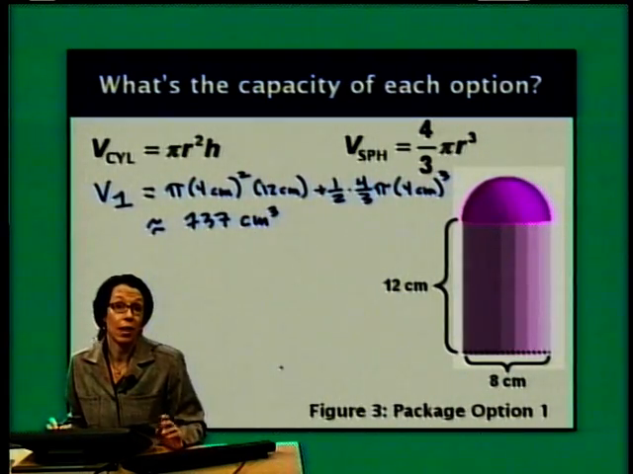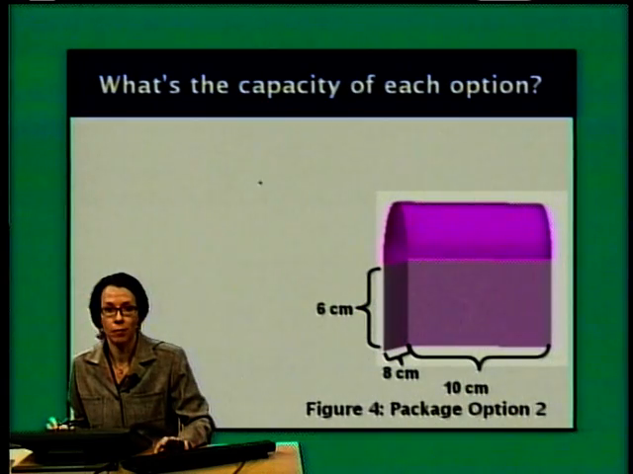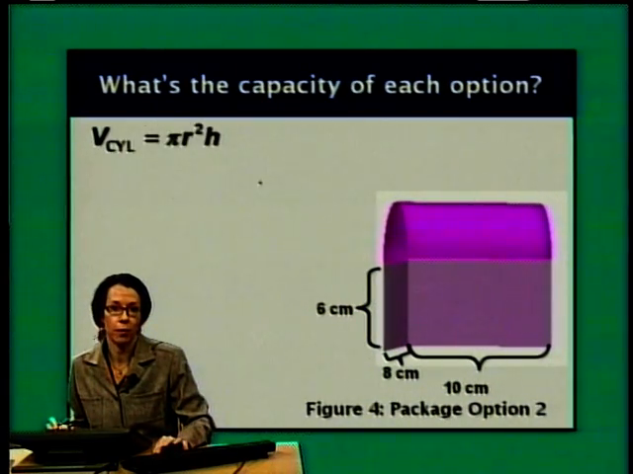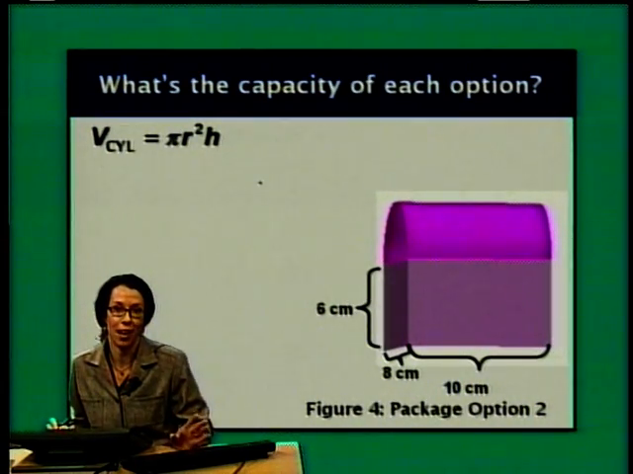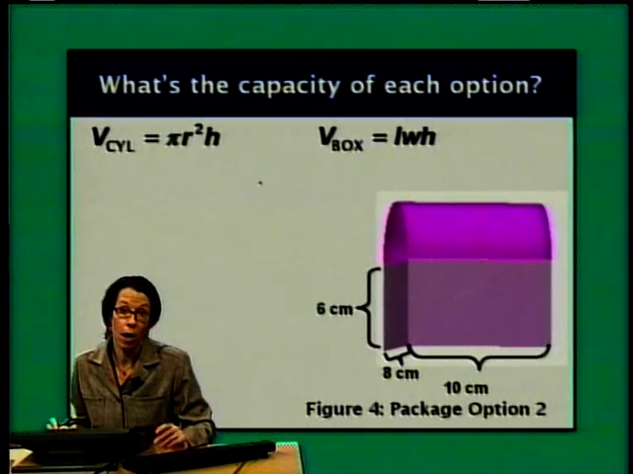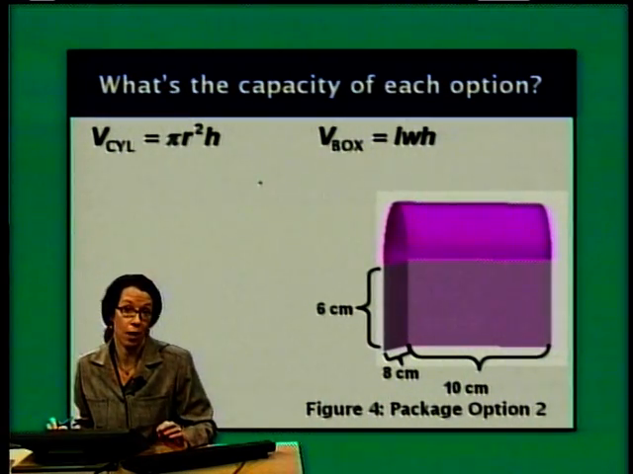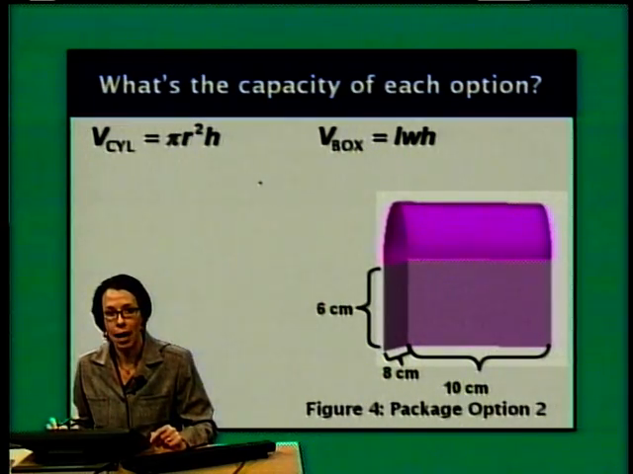So now let's look at the capacity of the other package option. Here we need the formula for the volume of a cylinder again, but now we're just going to use half of it because we just have half a cylinder lying on top of this box, and the formula for the volume of the box, which is just length times width times height. So it's pretty straightforward. Let's write down what we'll need to calculate here.